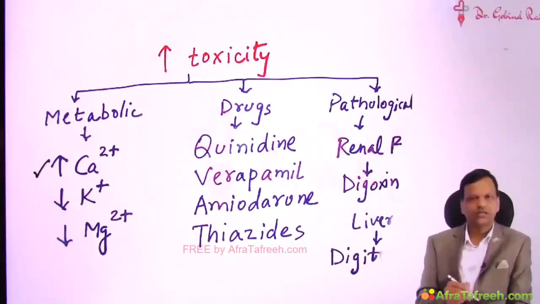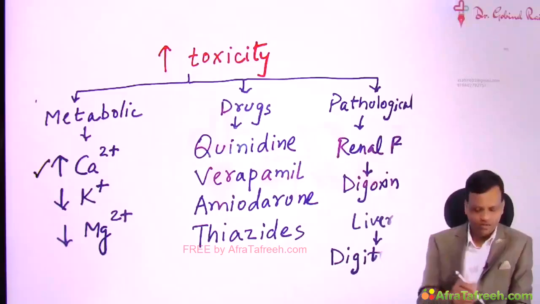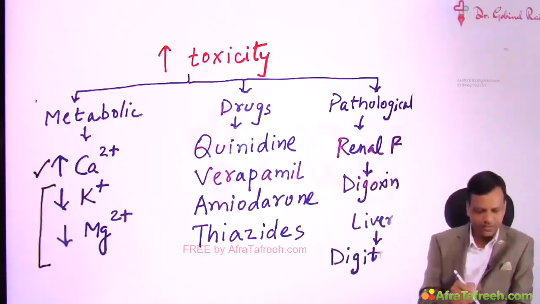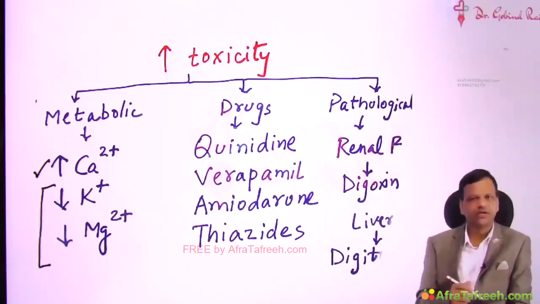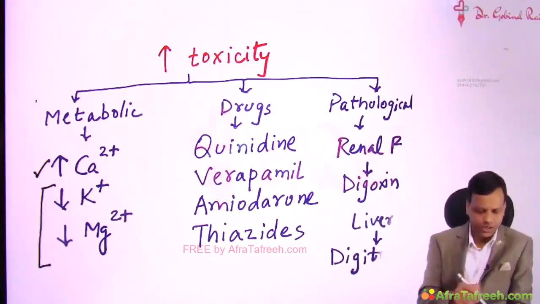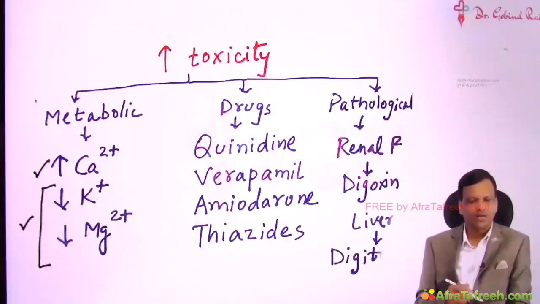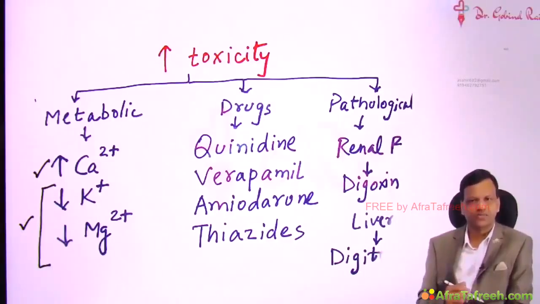Then we know that potassium and magnesium are inhibitory ions, whereas calcium and sodium are stimulatory ions. So if inhibitory ions are less, it will lead to more stimulation, and that will lead to toxicity. So you can remember hypokalemia, hypomagnesemia, and hypercalcemia increase the risk of digitalis toxicity.